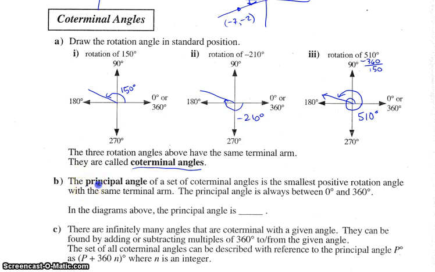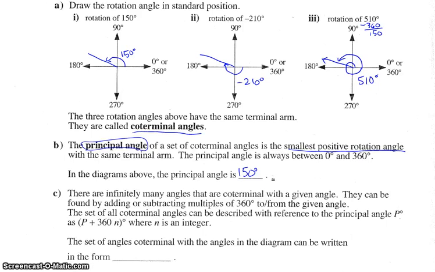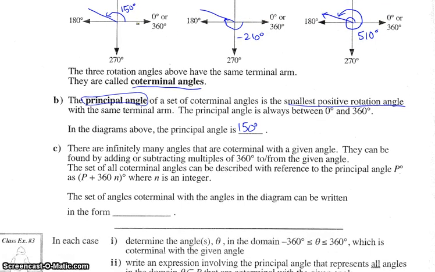Okay? The principal angle, though, in particular, is basically the angle that has the smallest positive rotation angle to that terminal arm. So given above here, the principal angle would be 150 degrees. The principal angle is always between 0 and 360 because it's the smallest positive angle to get to that terminal arm. Now, as you notice, there's many different rotation angles we could have. We could just keep adding 360 to get to another rotation angle, or subtract 360, say from 210 or from 150, and all of these would be coterminal angles.